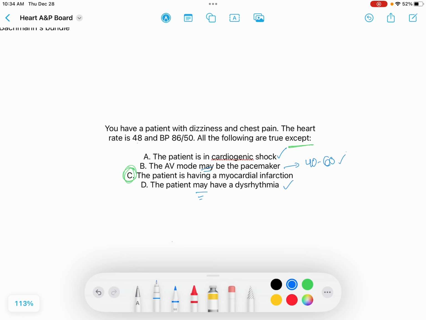A lot of times with questions like this, they may or may not give you some language making one of these things super definitive, like 100% true all the time, and the other ones are like, this is a possibility. So just a test-taking pearl to keep in mind.